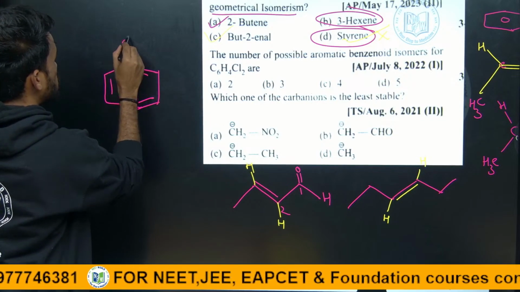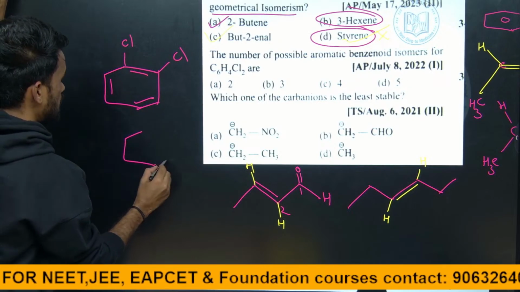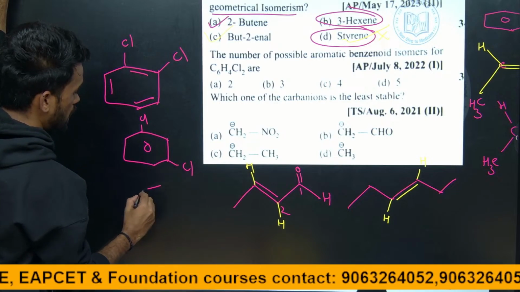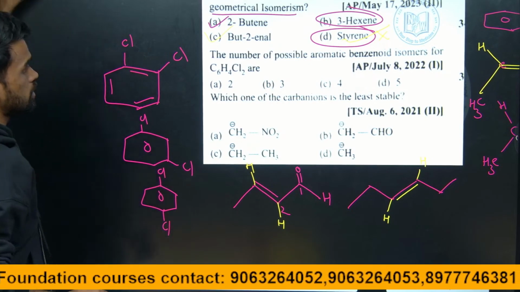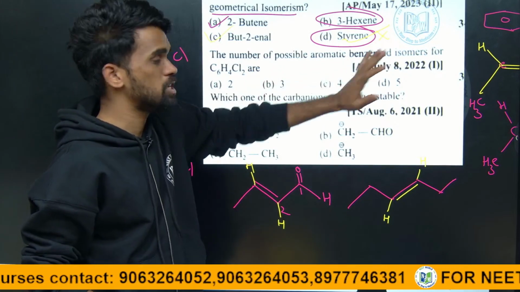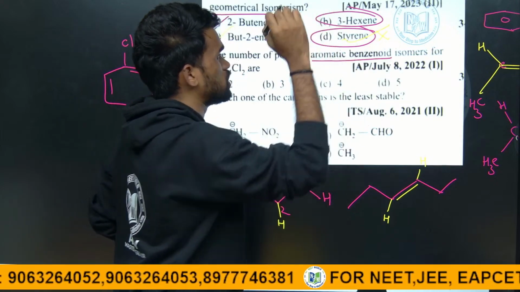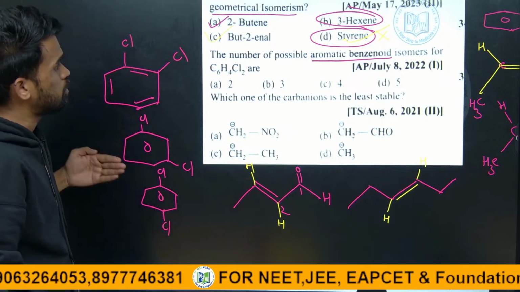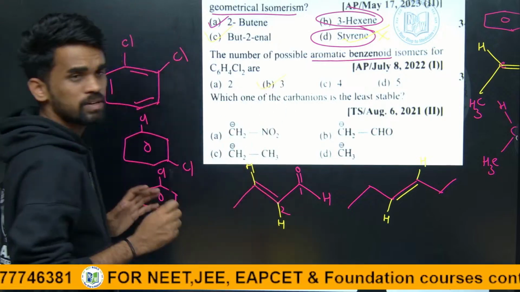So those chlorines I can place at the 1,2 position. Then next I can place them at the 1,3 position and I can place them at the 1,4 position. Therefore, these are the 3 possible isomers we will get for this aromatic benzenoid system. See, there is no confusion because they only mentioned it is an aromatic benzenoid system. So these are the molecular structures possible for this particular chemical formula. So option B will be suitable for this particular question.